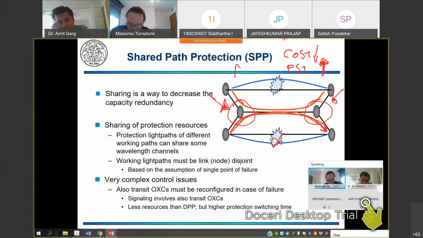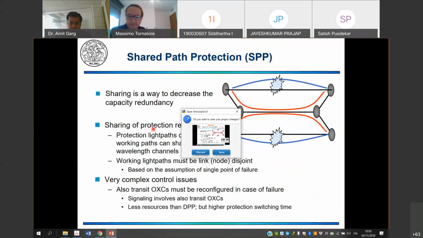The availability obviously goes down, because now there is a larger set of double failures that cannot be recovered. Okay, so for example, this double failure cannot be recovered. If I have this double failure, only one of the two connections will be able to get service. In dedicated protection, this double failure that I'm indicating here would be solvable. In shared protection, it is not. Any question on shared protection?